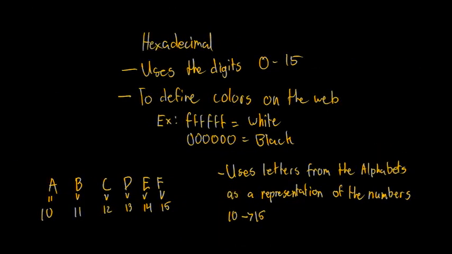Here we have our hexadecimal. Hexadecimal uses the digits 0 to 15. It is also used to define colors on the web. It uses letters from the alphabet as a representation of the numbers 10 to 15.